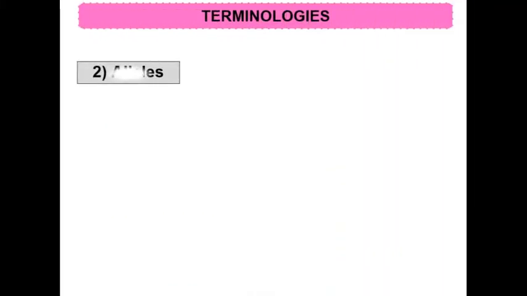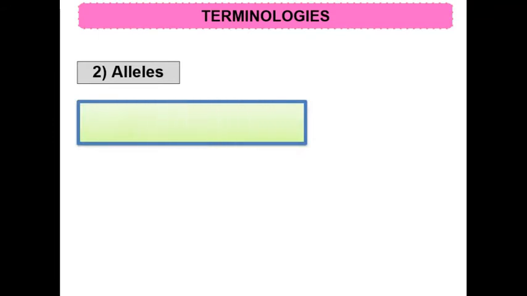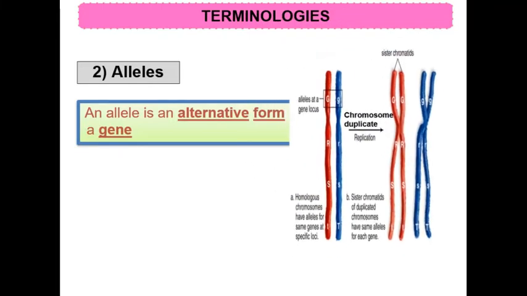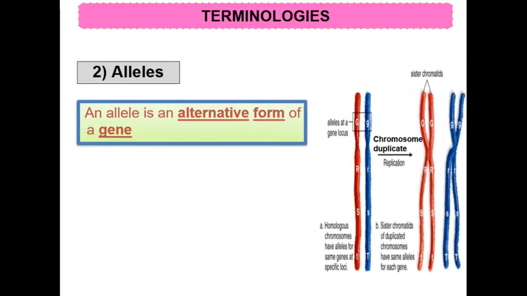Second, allele. An allele is an alternative form of a gene that is located at a specific position on a specific chromosome, represented by alphabet. Allele can be divided into two, dominant allele and recessive allele.